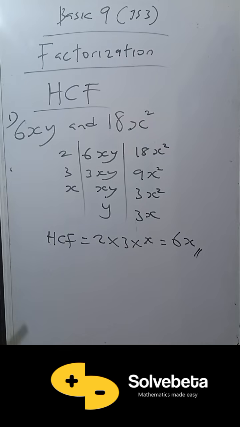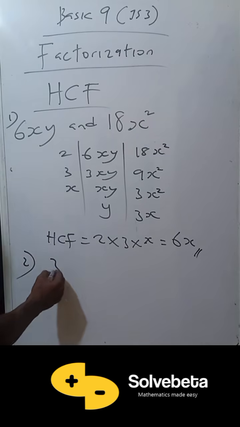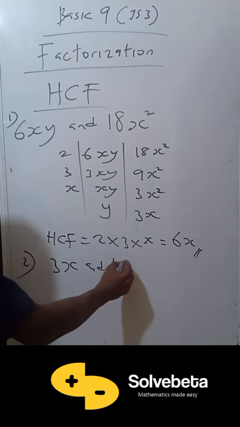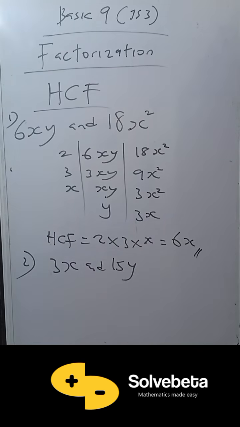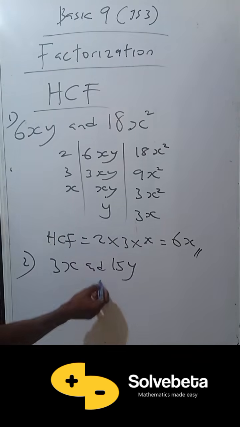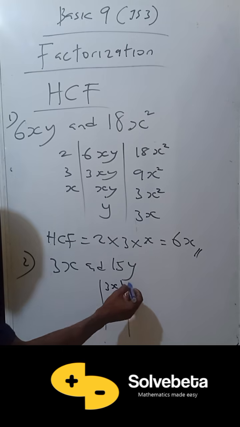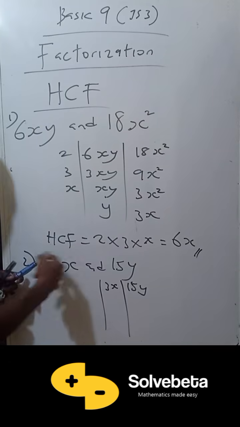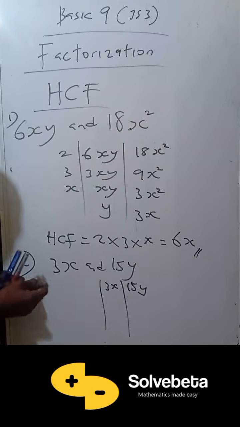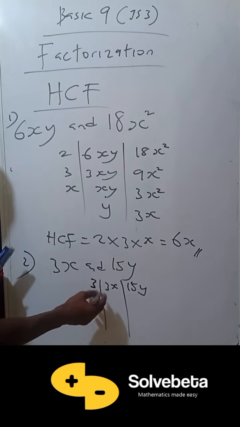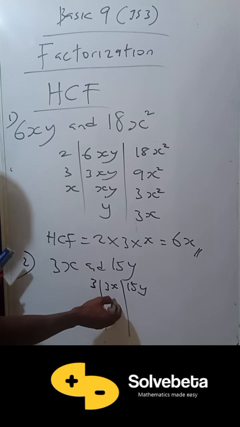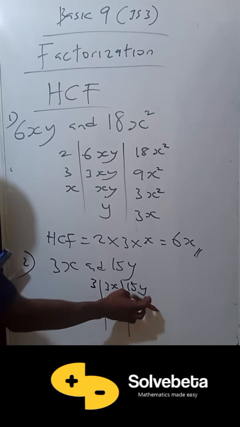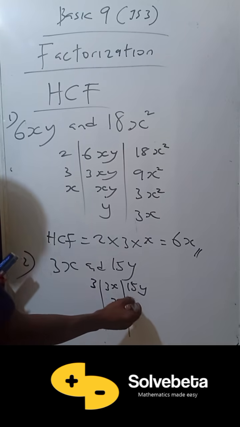Now let's take the second one. 3x and 15y. Let's find the HCF. The same thing we do. You have 3x here and 15y. Take the numbers first. What can divide 3 that can divide 15? Yes, 3 can divide both of them. 3x divided by 3 is 1x, which is x. 15y divided by 3 is 5y.